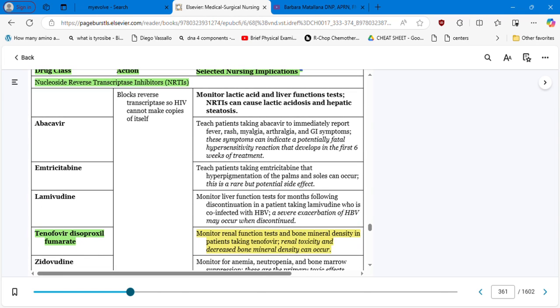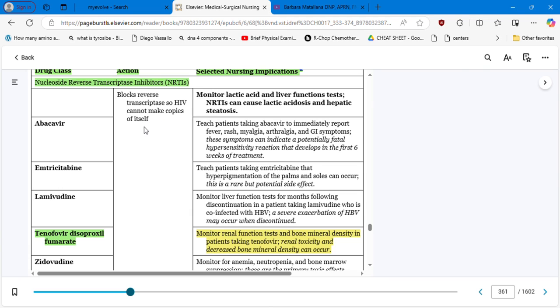You have, for example, the nucleoside reverse transcriptase inhibitors, which work on a particular part of the replication of the HIV. When the virus enters and is trying to obtain information from the nucleus of the human cell, these medications work as reverse transcriptase inhibitors. They inhibit the transcription. So you block reverse transcriptase so HIV cannot make copies of itself.